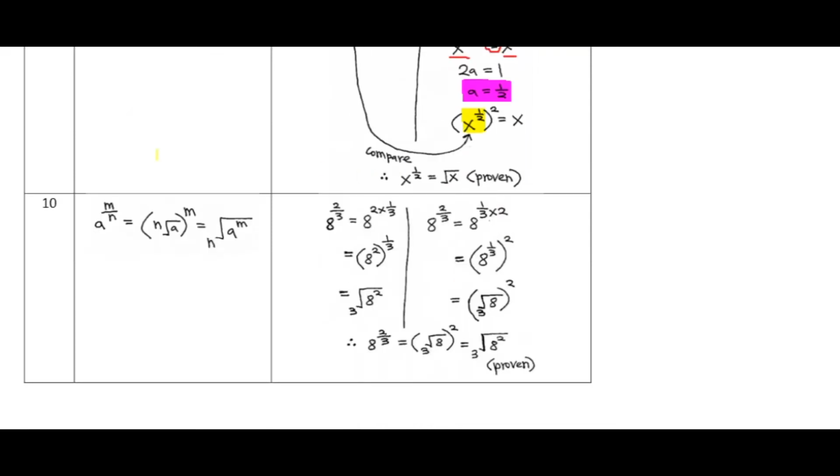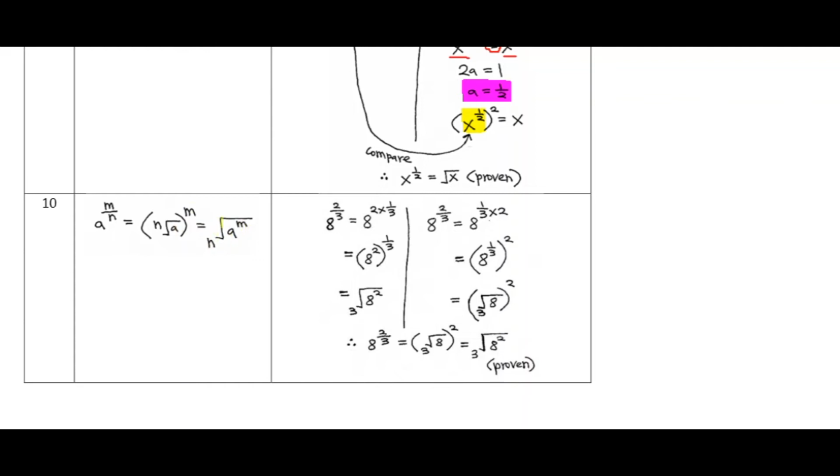Number 10. Last but not least. So if this is the formula, that was the rule that was given. a to the power of m over n equals root n of a to the power of m, or I can have the m within the bracket, within the root itself, such that it is root n of a to the power of m.